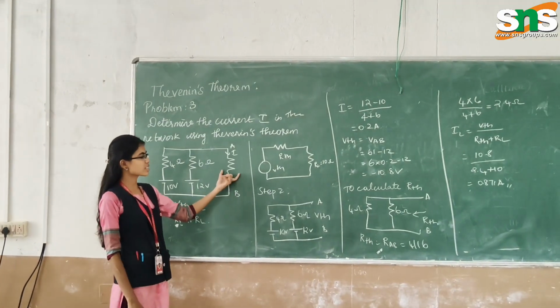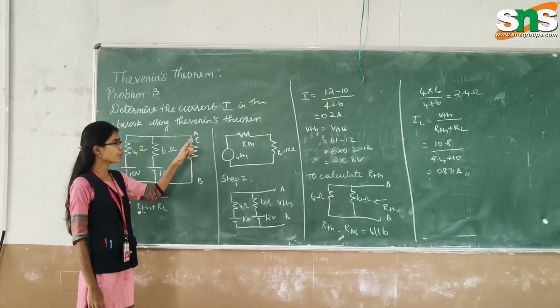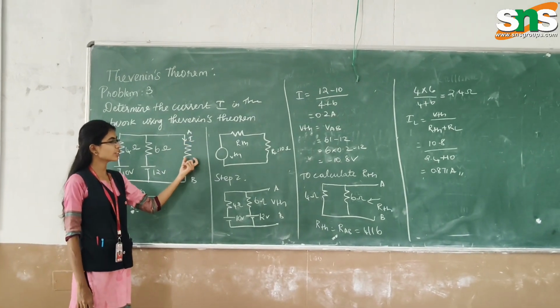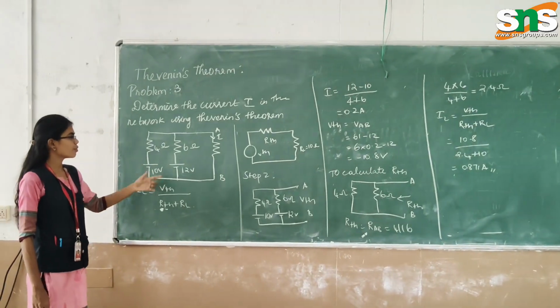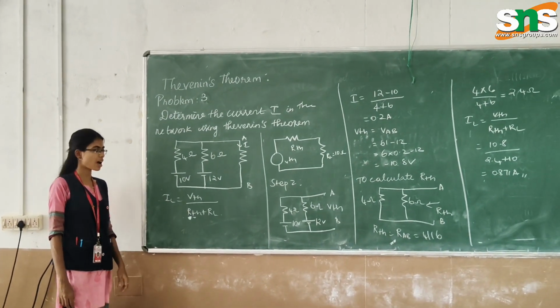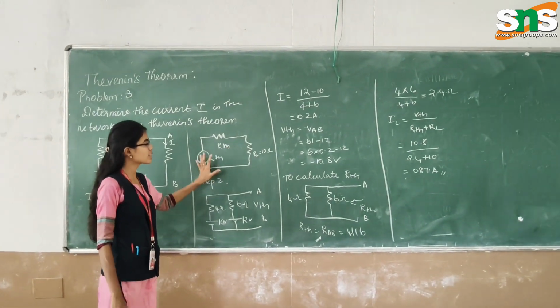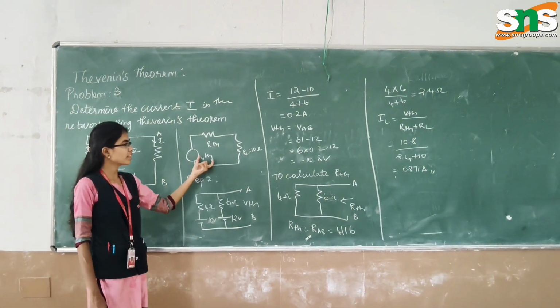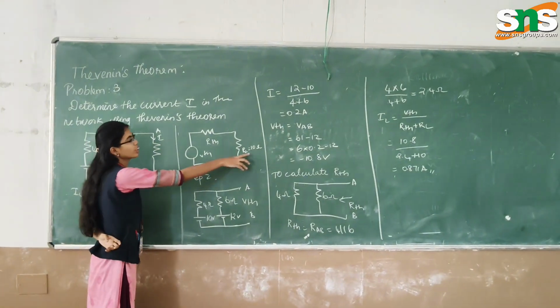Here this resistance is the load resistance where the I is flowing through it. So we are going to find this I value in the load resistance. Here we open circuit the load resistance. For finding the IL value, we know that IL equals Vth divided by Rth plus RL. In step 2, we form an equivalent circuit consisting of Vth, Rth and RL values. The load resistance RL, we know, is 10 ohms.